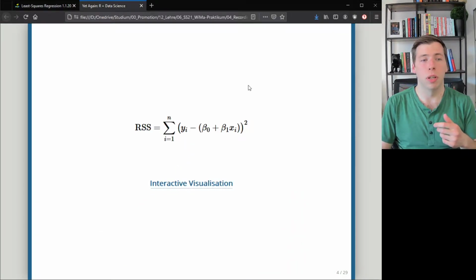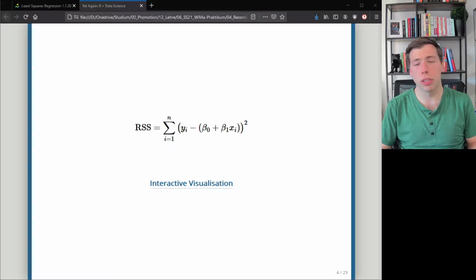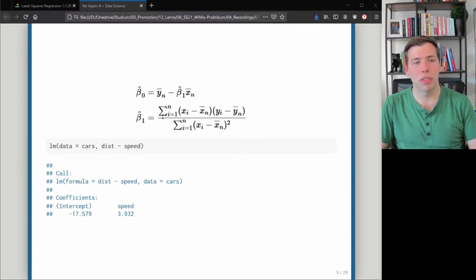So this is a general idea of how to find these two parameters. But of course, you don't really have to try by trial and error to find these. There are formulas for this. And for the simple linear model, it's quite easy. There are these two maybe complicated looking formulas. At first they might feel weird, but the more you work with them, the more comfortable you feel with them.